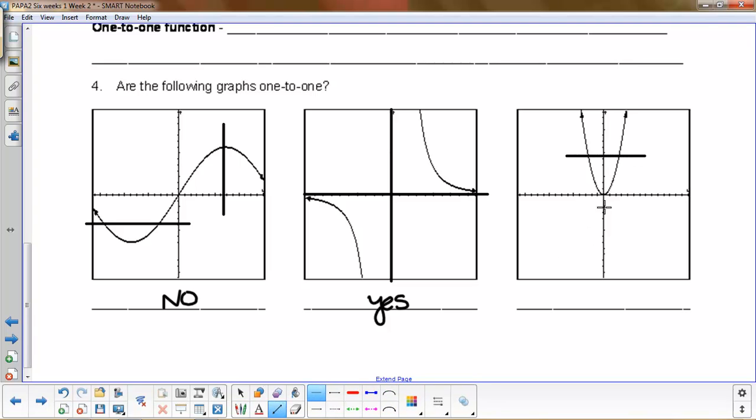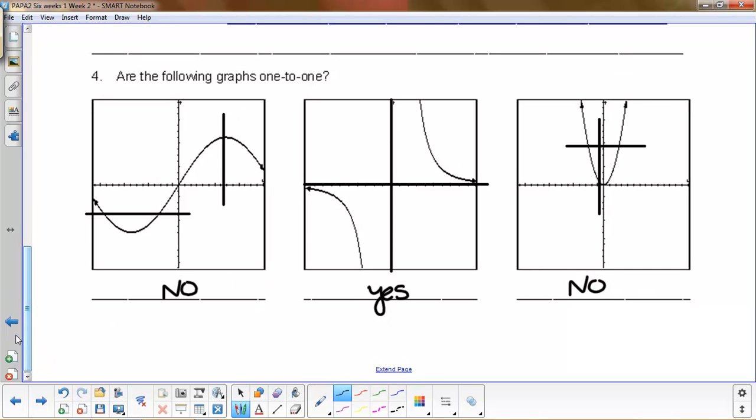Horizontal and vertical line test. The answer to this question is no, not a one-to-one function. Please be able to recognize one-to-one functions graphically.